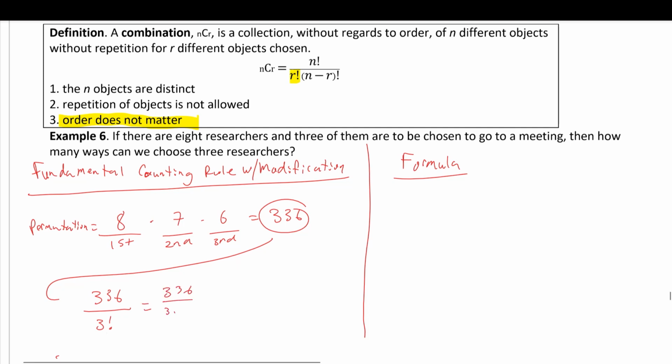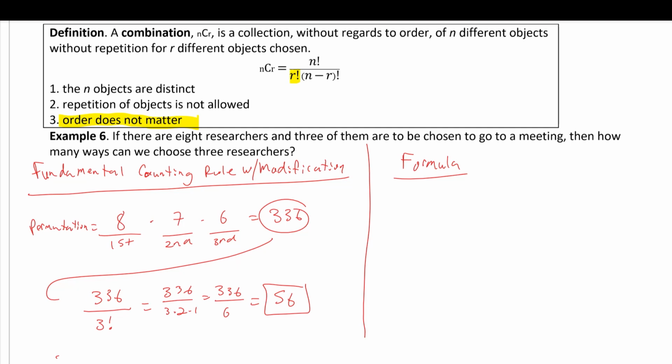336 is 3 times 2 times... 6. Divide those 2 numbers out and we get 56 combinations. Okay. So there were 336 different permutations, but a lot of those combinations were repeated, right? Essentially 6 times. Each combination was repeated 6 times. So we divide 336 by 6 and we actually have all the different combinations, which is 56.